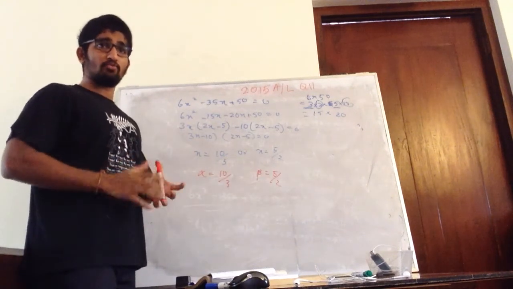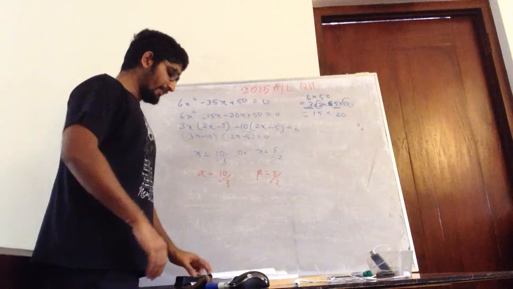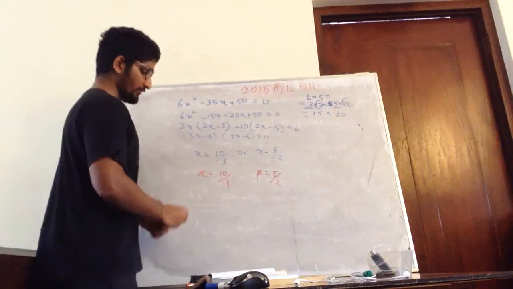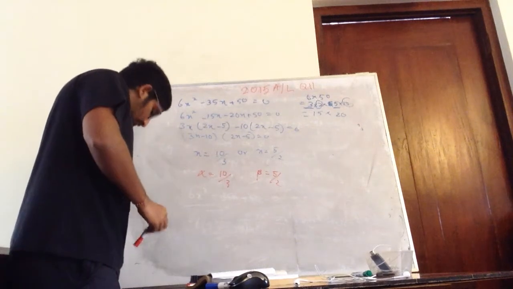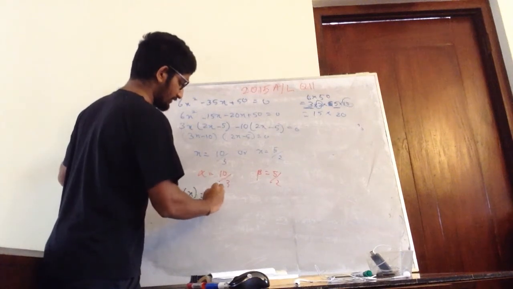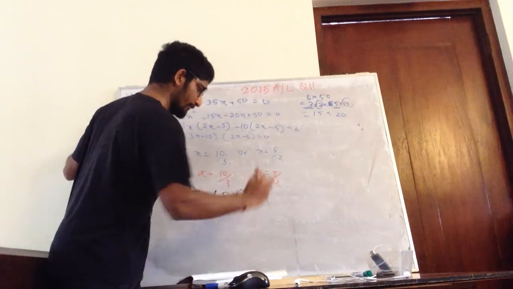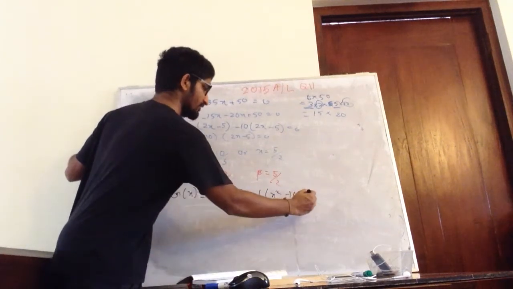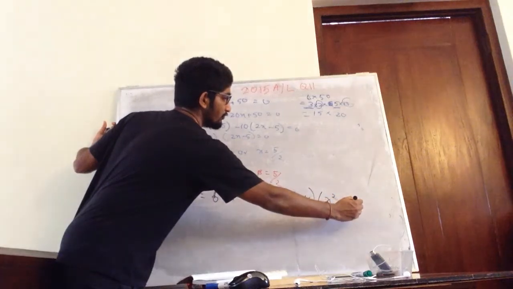Right, so now we know alpha and beta. So that is what I wanted. Then I can substitute into g(x). g(x) is 6 times f(x). That means 6 times (x squared minus 10 over 3 x plus 1)(x squared minus 5 over 2 x plus 1).